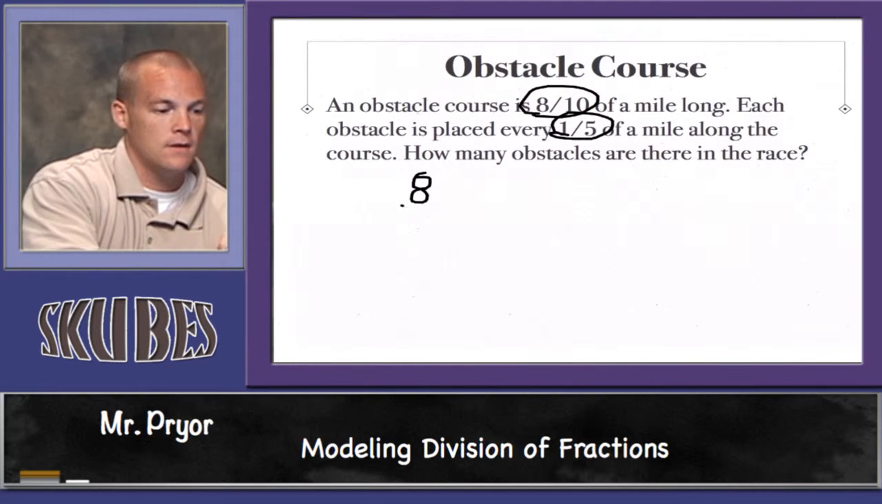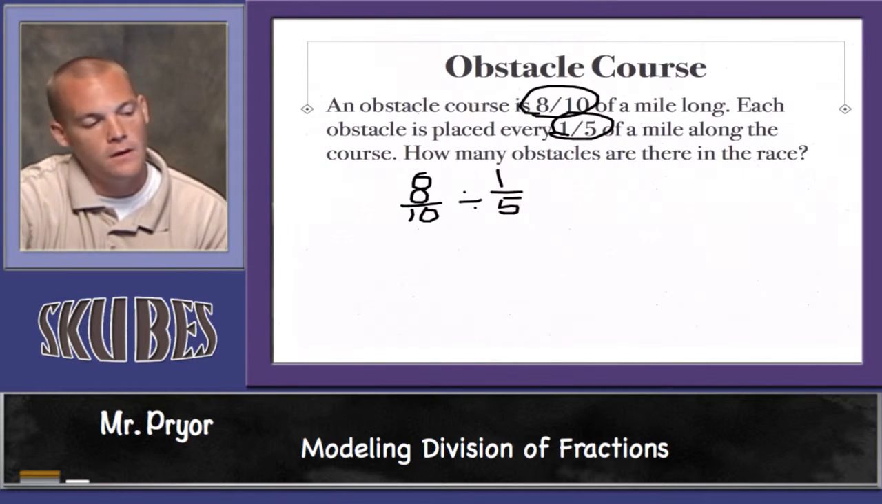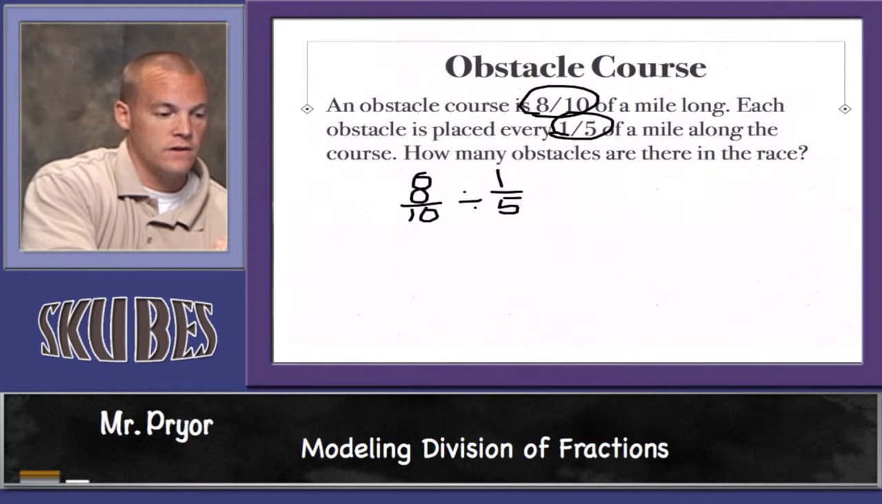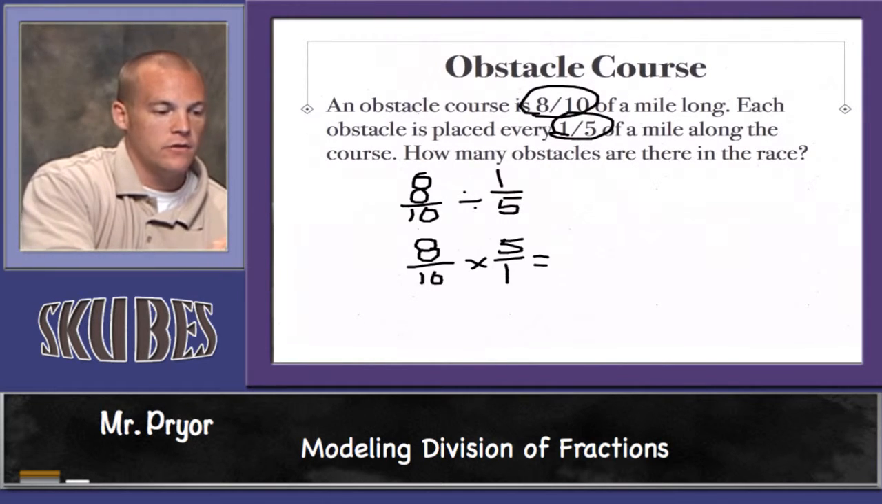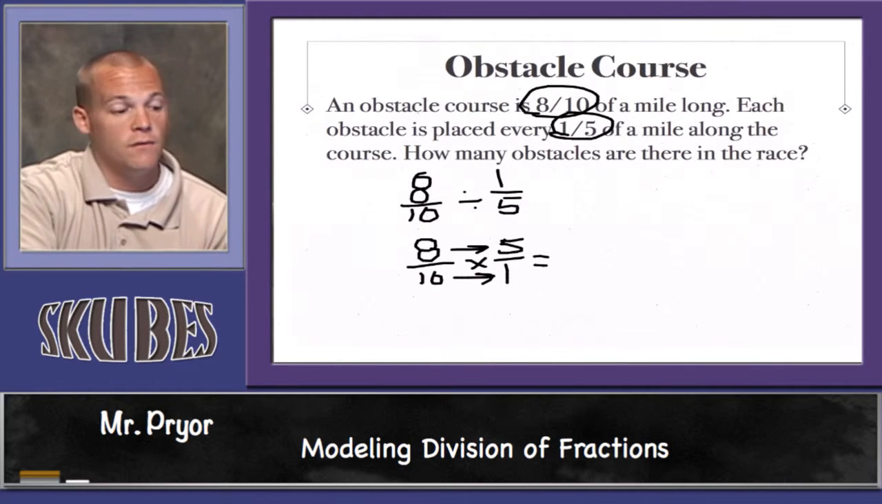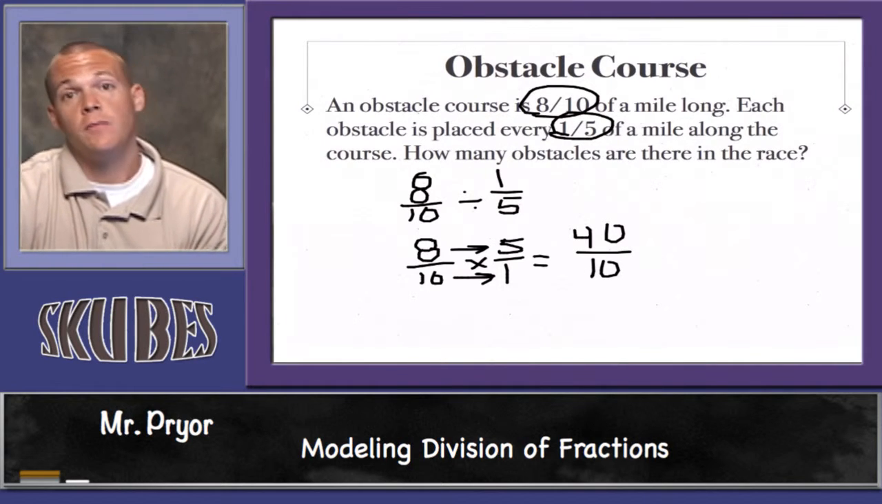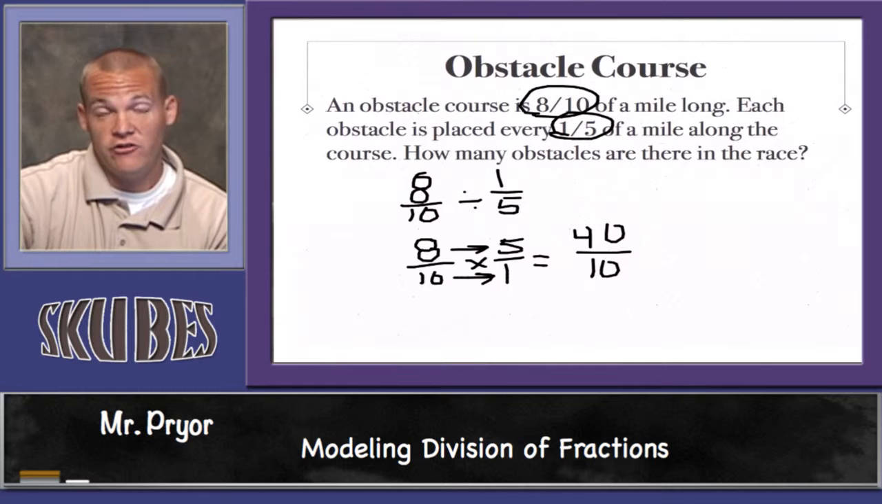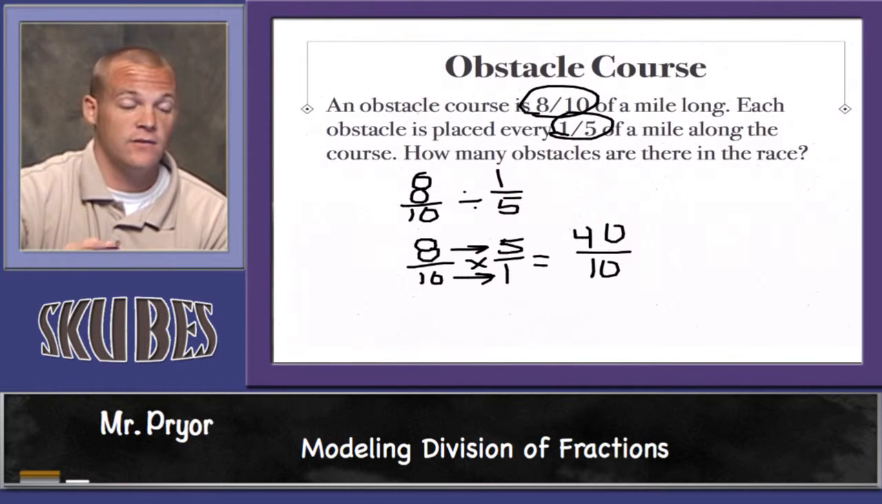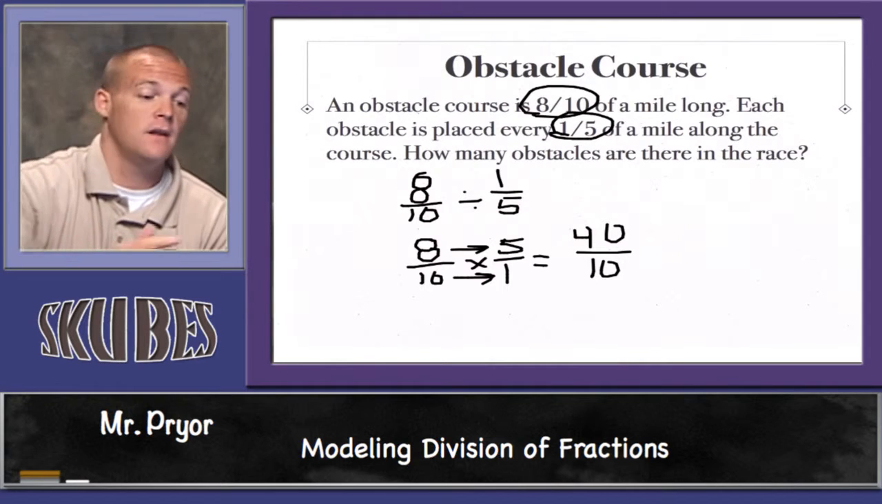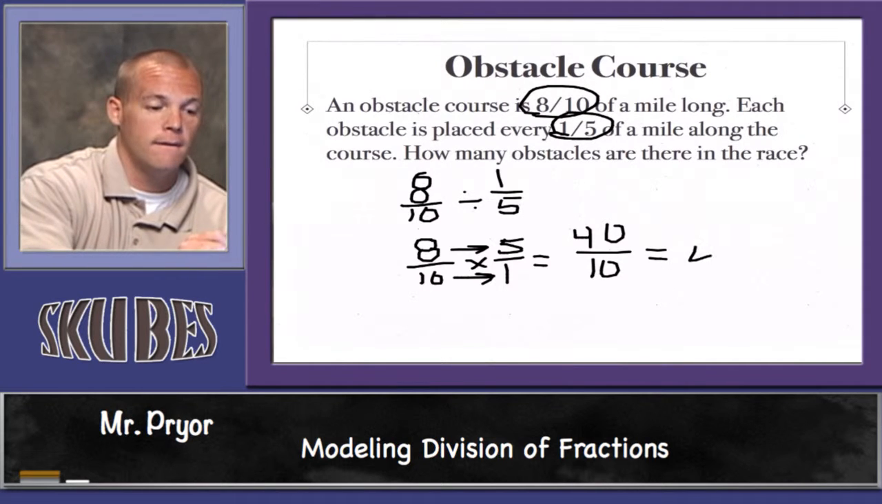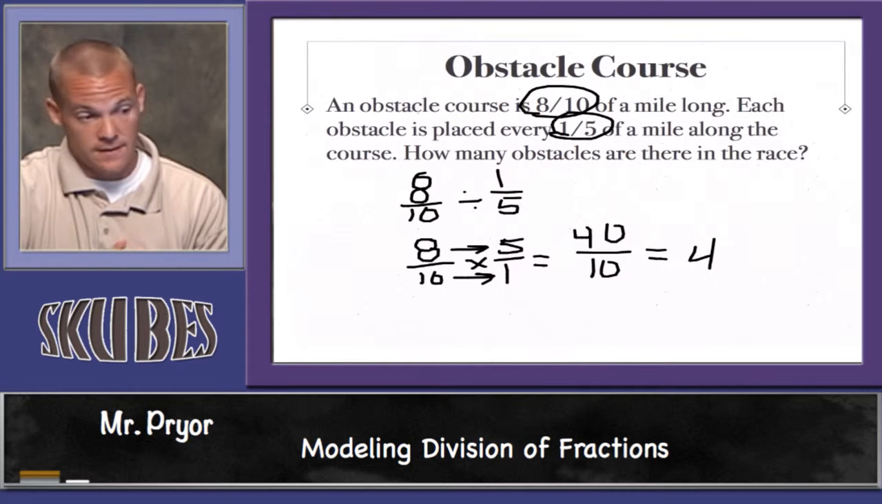So 8/10 of a mile course being broken up or divided into 1/5 pieces. So 8/10 divided by 1/5 would be your initial setup. But again, we won't divide that. We're going to multiply 8/10 by the reciprocal, which is 5/1. So multiplying straight across here, we'll get 40/10. And just like the last problem, you can see that this one actually is an improper fraction again, and it's going to divide evenly. That is 40 over 10, or 40 divided by 10, which means you get a final answer of 4. So there will actually be 4 obstacles in this race.